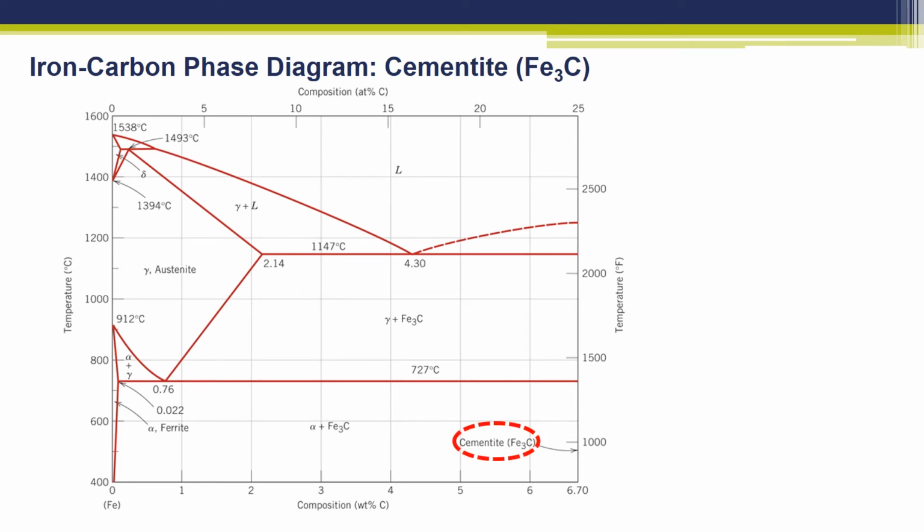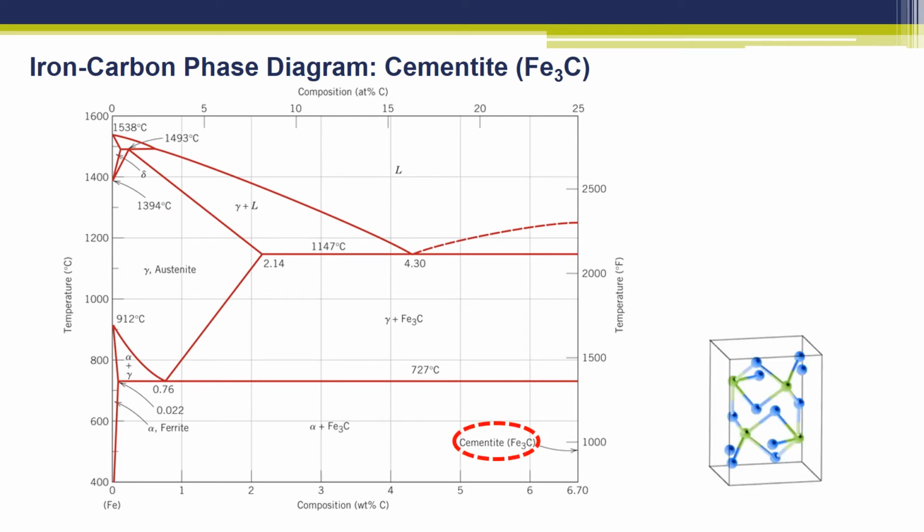Cementite, with orthorhombic crystal structure, is formed when the solubility limit of carbon in alpha ferrite is exceeded below 727 degrees Celsius. Cementite also coexists with austenite between 727 to 1147 degrees Celsius.